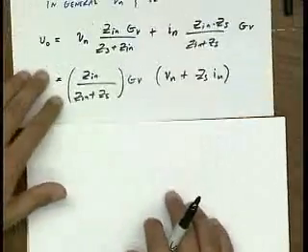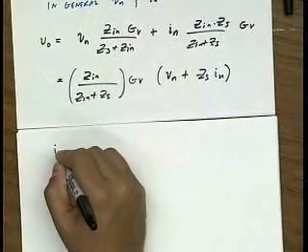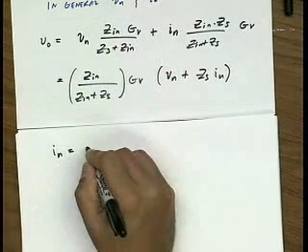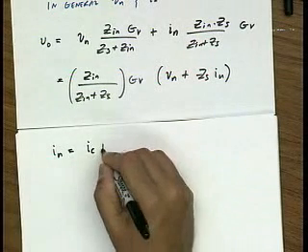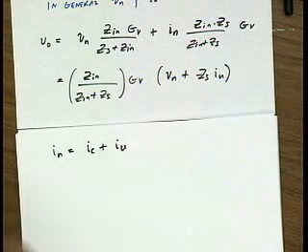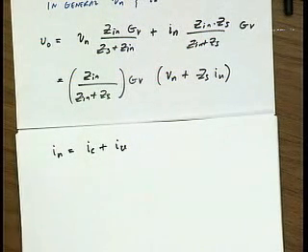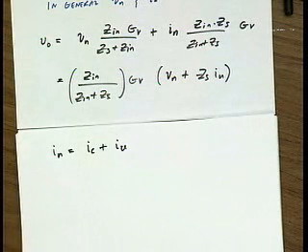So I'm going to now play a little trick on you guys. I'm going to say In, the noise current, can be separated into two components, a correlated component and an uncorrelated component. Okay? This is like splitting a vector into two components, a component that's parallel to another vector and a component that's perpendicular to another vector.